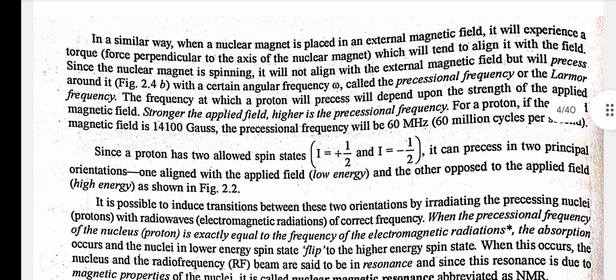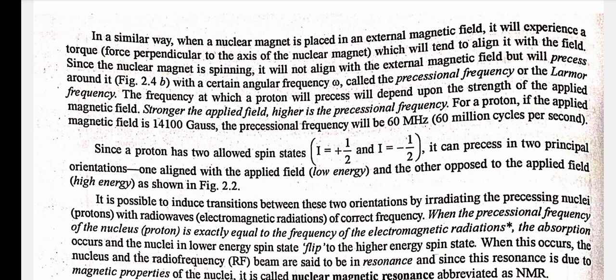In a similar way, when a nuclear magnet is placed in an external magnetic field, it will experience a torque which will tend to align it with the field. Since the nuclear magnet is spinning, it will not align with the external magnetic field but will precess around it with a certain angular frequency called the precessional frequency or the Larmor frequency. The frequency at which a proton will precess depends upon the strength of the applied magnetic field. Stronger the applied field, higher is the precessional frequency for a proton.